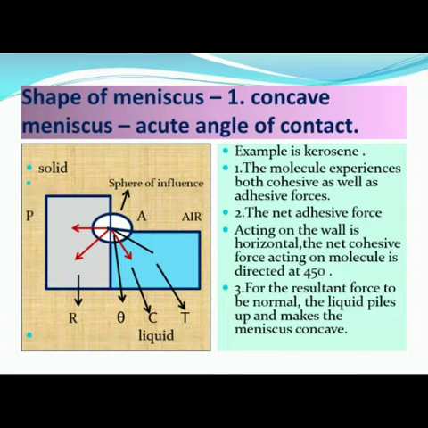Now the sphere of influence which is formed, you can see the mediums, that is the air and liquid, are in contact with each other. Let us understand how this acute angle of contact is formed. The molecule experiences both cohesive as well as adhesive forces. The net adhesive force acting on the wall is horizontal and the net cohesive force acting on the molecule is directed at 45 degrees. So for the resultant force to be normal, the liquid piles up and it makes the meniscus concave, which is very clearly seen in the diagram.